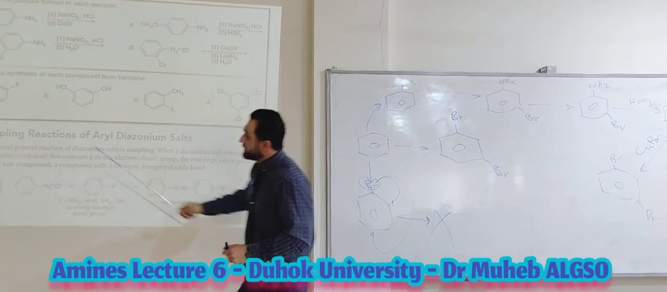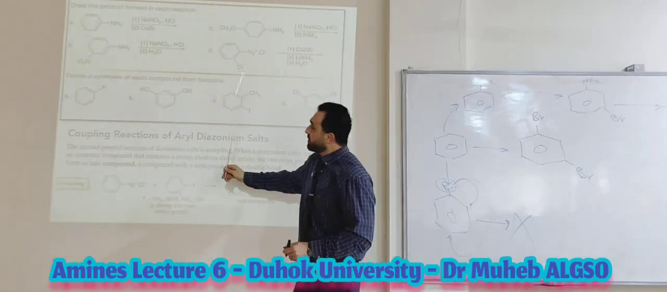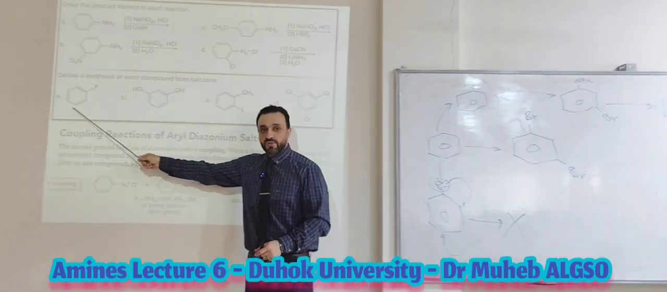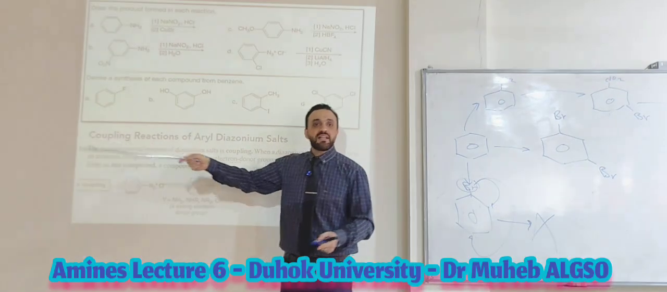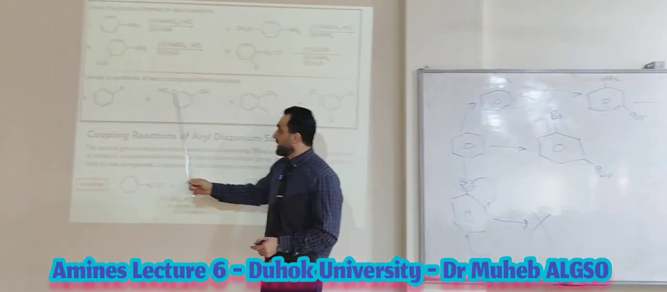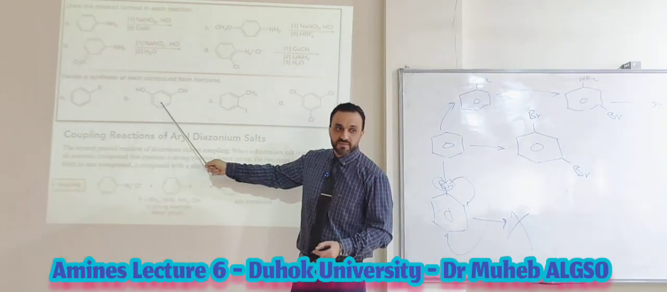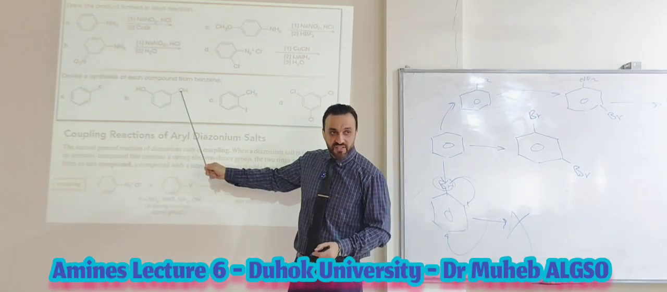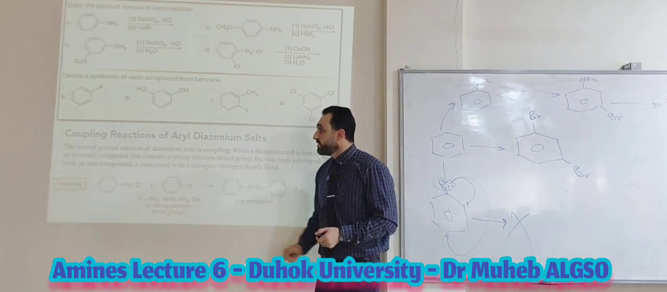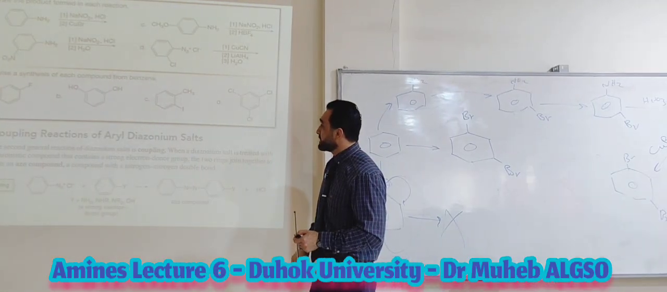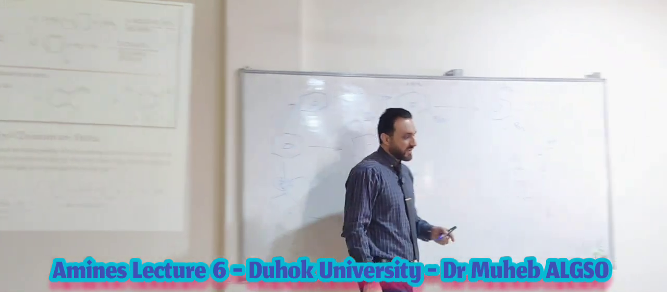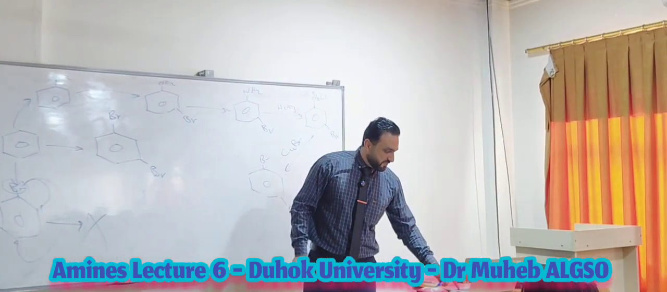So, devise a synthesis of each compound from benzene. I want to prepare this compound from benzene. Is this done by halogenation directly? No, there is no direct fluorination. By using diazonium salt. I use nitration and reduction, and then you can solve these problems. And this is exactly the same as the example we took before.